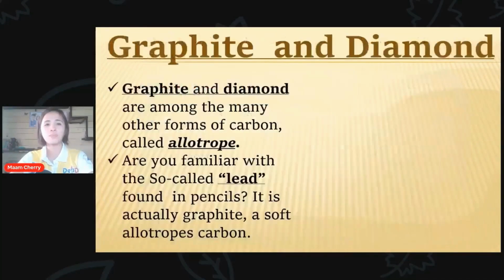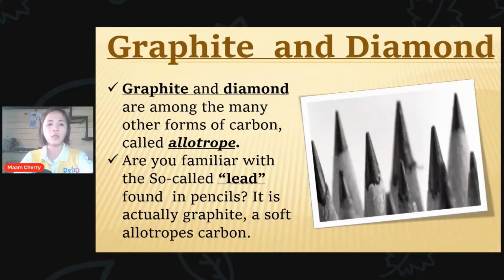Next. So another example is graphite and diamond are among the many other forms of carbon called allotropes. Are you familiar with the so-called lead that's found in pencils? So yun po yun. Makikita natin yung pinasusulat nyo, yung sa lapis. Actually, it is graphite, a soft allotrope of carbon. So one of the examples also of allotrope carbon. So yung graphite na makikita natin sa pencil.